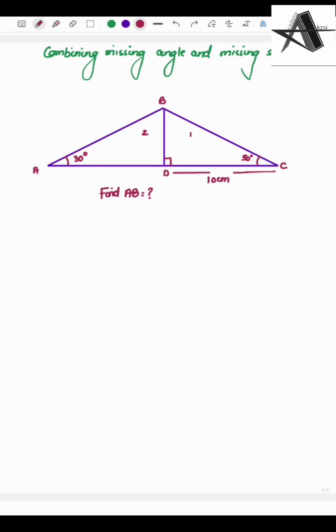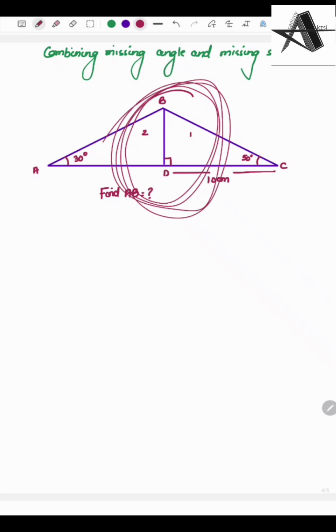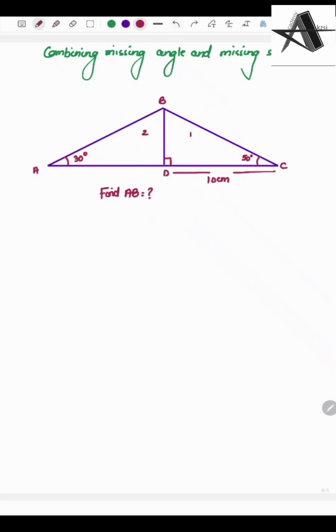If I need a side for triangle 2 and I'm taking help from triangle 1, that means at least one side should be common. That side will help me in calculating the other side. Simple. We have to look out for which side is common in both triangles, and that is side BD. So this is going to help me. We first have to calculate BD.